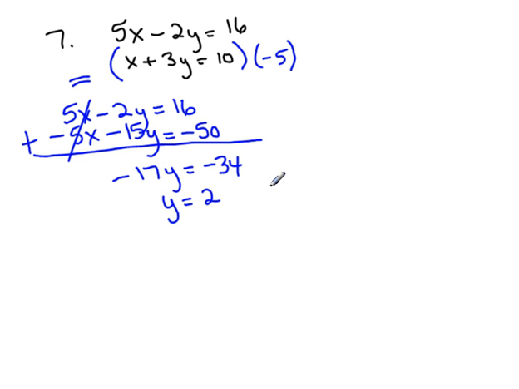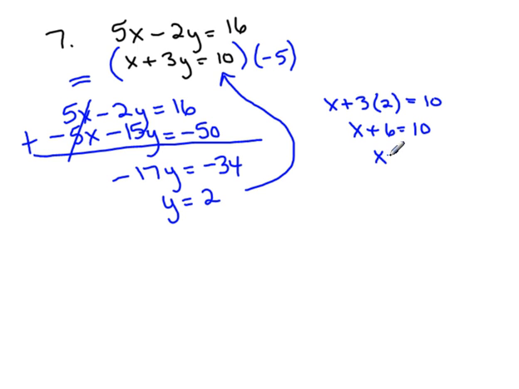I still need the x value, so I'm going to substitute that into this bottom equation, the original equation, to find x. So x plus 3 times 2, replacing the y with the 2, equals 10. That's x plus 6 equals 10. Subtract the 6, and the x value is 4. Once again, make sure that your answer is written as a coordinate point, (4, 2).